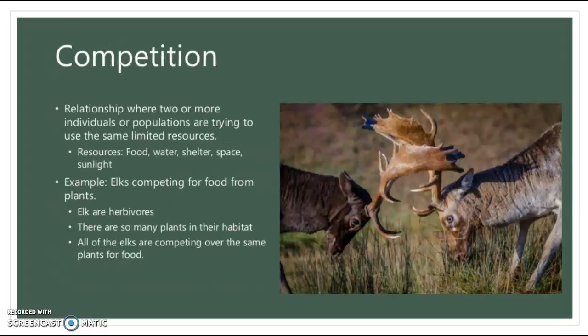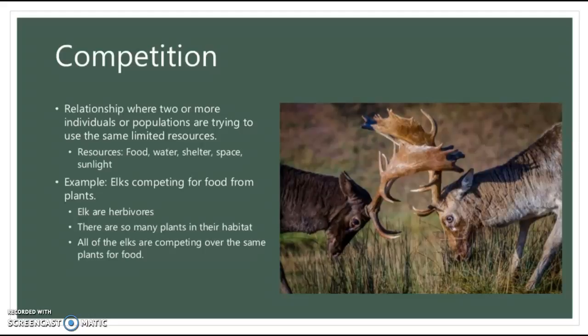Our next type of symbiotic relationship is competition. This one you might also be familiar with. Competition is a symbiotic relationship where 2 or more individuals or populations are trying to use the same limited resources. These resources include food, water, shelter, space, and sunlight. So for example, in this picture, these elks are competing for food from plants. Elk are herbivores, and there are so many plants in their habitat. All of the elks are competing over the same plants for food.